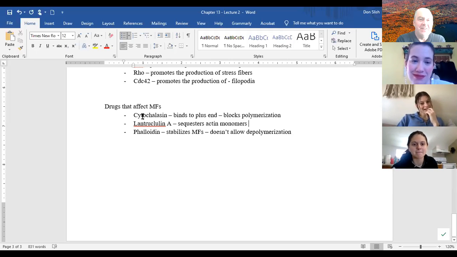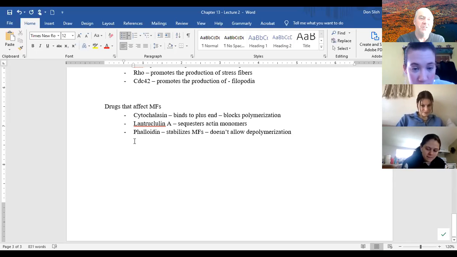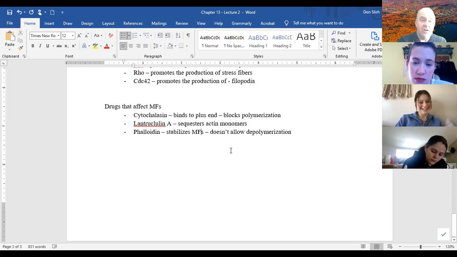Well, anyway, 3 drugs. Cytochalasin, and I put them in the same order as the microtubule drugs in terms of mechanism of action. So cytochalasin A binds to the plus end and blocks polymerization, just like colchicine does, but with microfilaments. Latrunculin A sequesters monomers, just like vincristine and vinblastine. And phalloidin will stabilize microfilaments so you can't depolymerize them, just like Taxol did with microtubules.